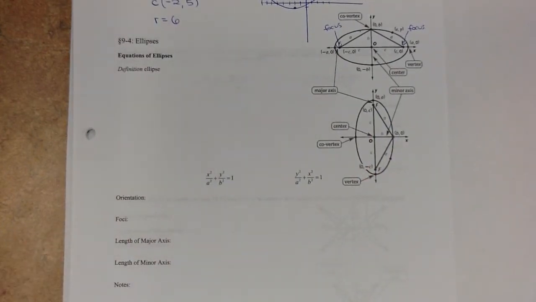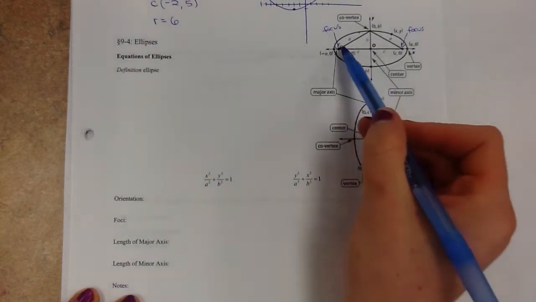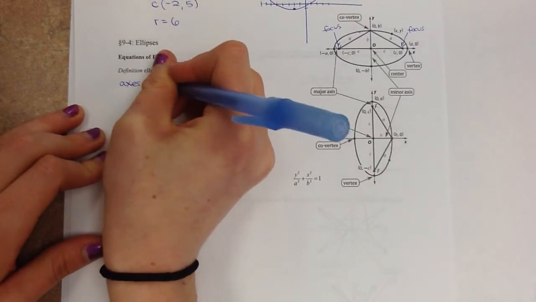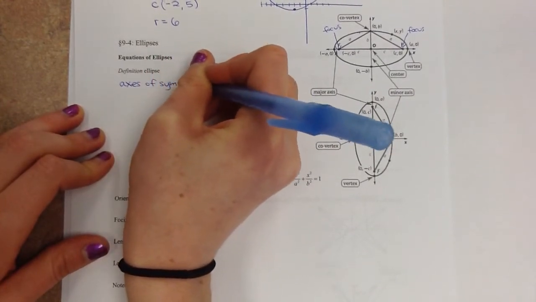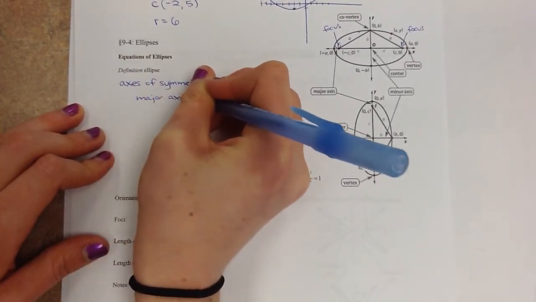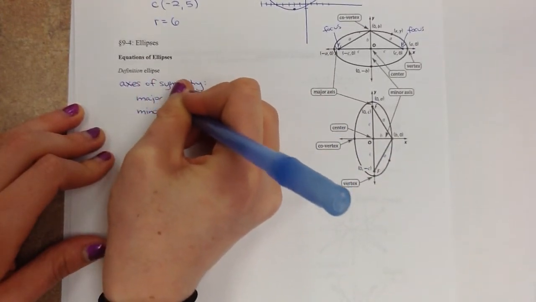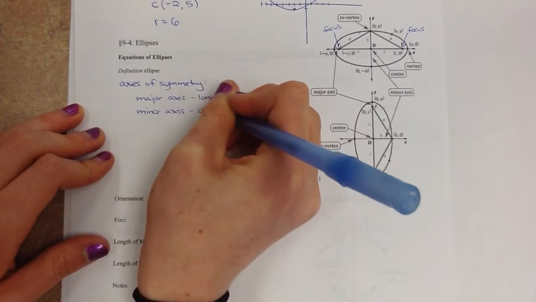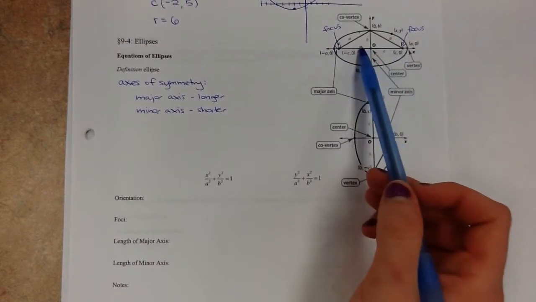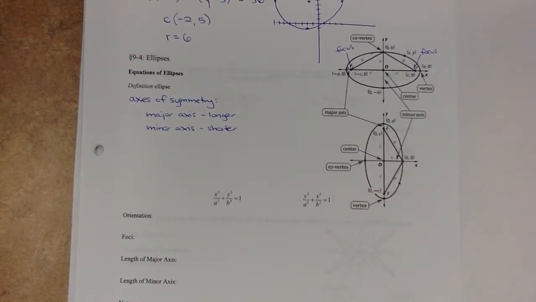And then each ellipse has 2 axes of symmetry. So we've got the major axis right here and right here, which is the longer of the 2. And remember, what symmetry means is you could fold them in half and they'd be exactly the same. And then you've got the minor axis, which hopefully intuitively is the shorter of the 2. So major, minor, longer, shorter. So here, we consider this one to be horizontal because it's longer in the horizontal direction, and we consider this ellipse to be vertical because it's longer in the vertical direction.